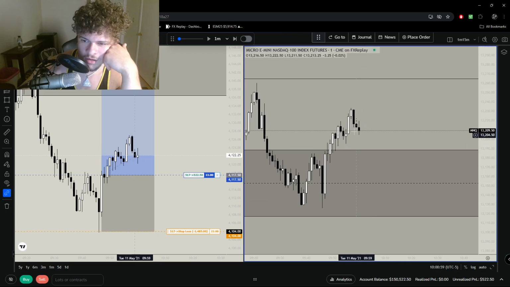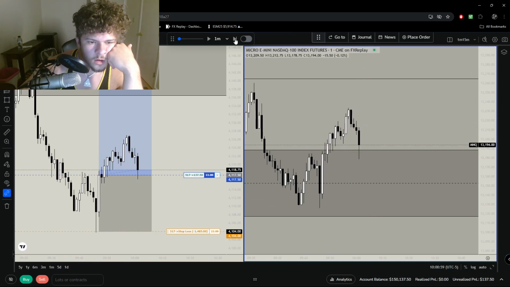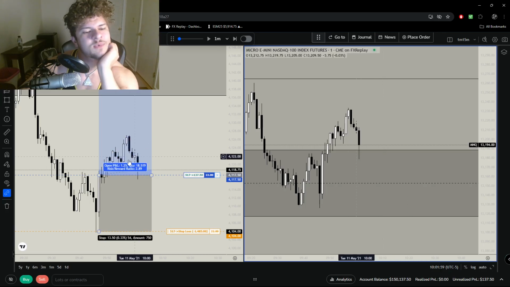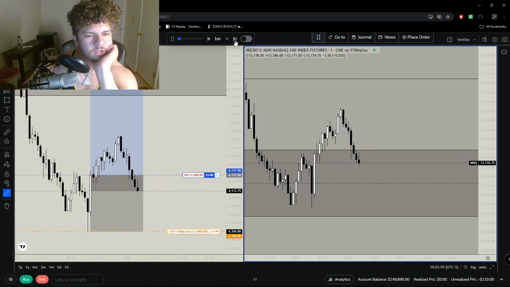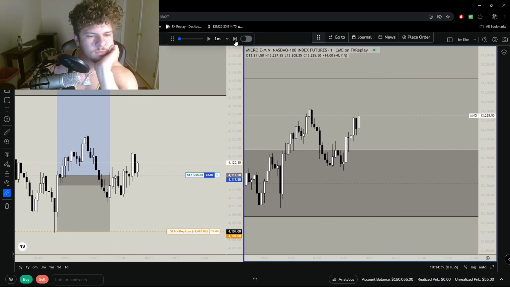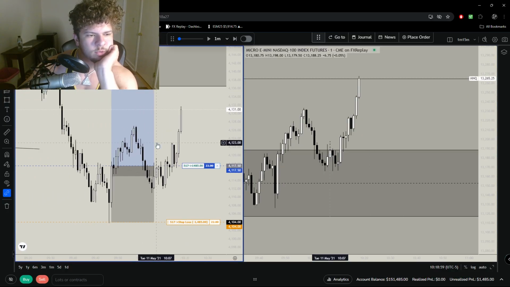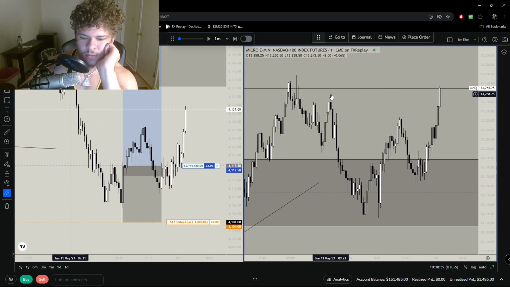What's NASDAQ doing? Don't love that. I kind of wanted to move stops to break even, but we'll just let it run. If it loses, it loses. Nope, we're pushing up higher. Again, make sure we're not putting in any SMTs.